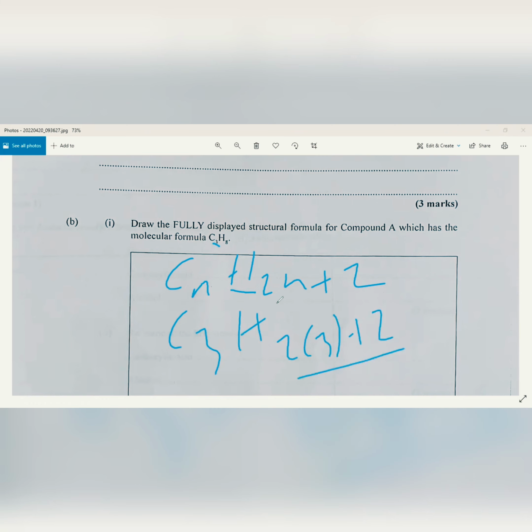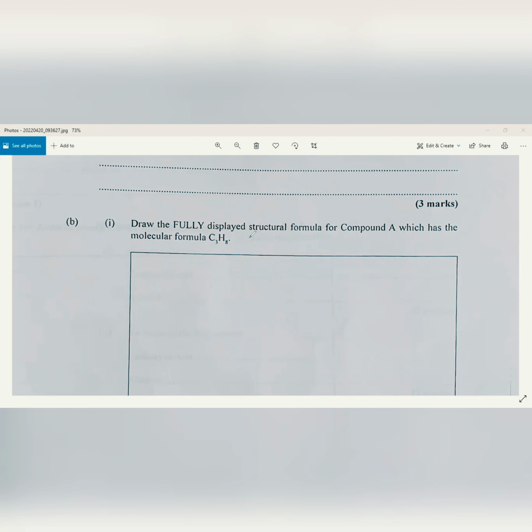So this is actually an alkane. And that's not what they're asking you for, really. They're not asking you to tell them it's an alkane. They want you now to draw the structure. So let us draw C3H8, 3 carbons in a chain like that, and we attach our hydrogens all around it. Remember the rules. Each carbon must have 4 lines or 4 bonds around it. Not any more, not any less. And that would be the fully displayed structure of your C3H8.